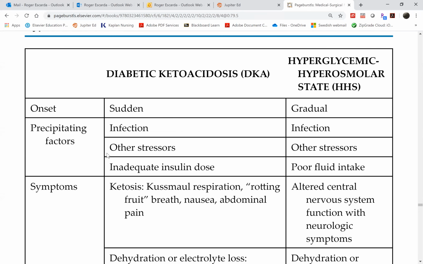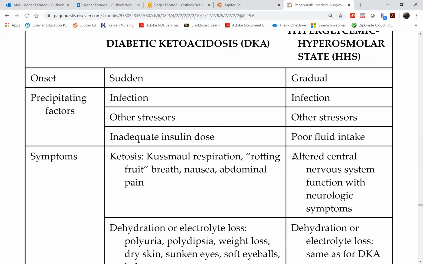HHS, on the other hand, is gradual. By gradual, we mean several days up to a week. Because DKA is sudden, most of the symptoms are acute and therefore readily observable. In HHS, they are subtle, which makes HHS very dangerous because look at the symptoms.